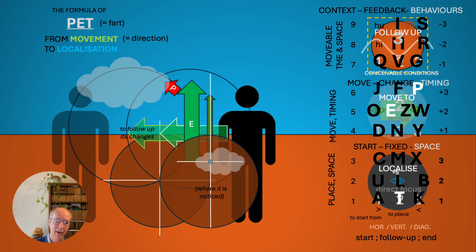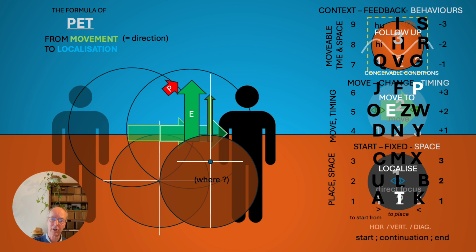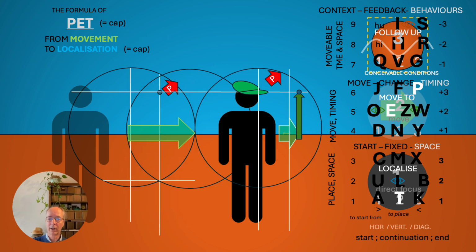We follow up in the E, and we localize it also. That is the pet actually. There's another pet as well. Let's go to the next words. Let's go back to the basics. Where is a pet as well?